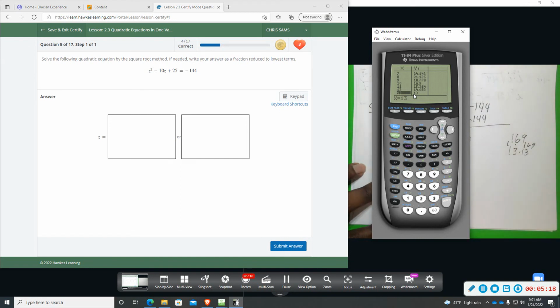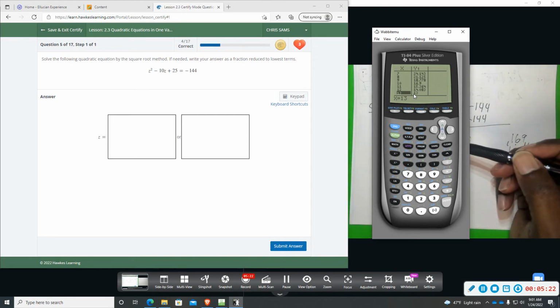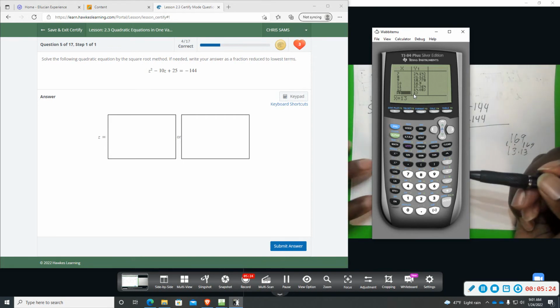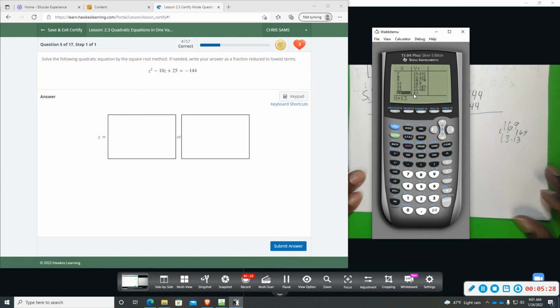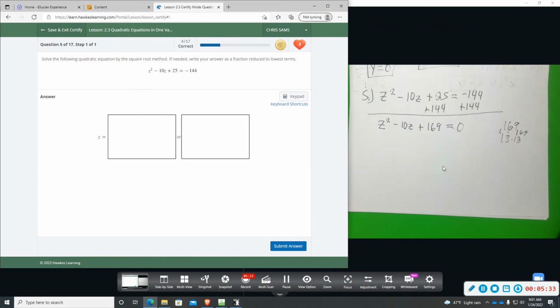Now, the square root method is a little bit different, but since we're here, let me just show you. We're going to do quadratic formula. That's going to be the next best. Quadratic formula will always work. So this problem won't factor. We're going to do quadratic formula.